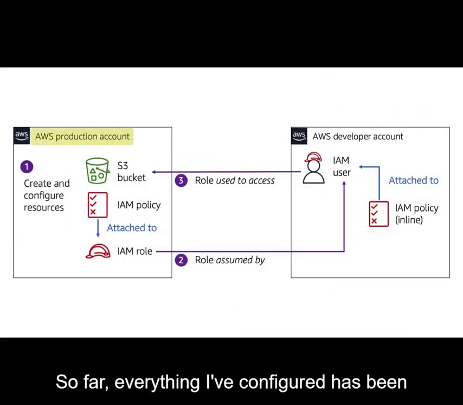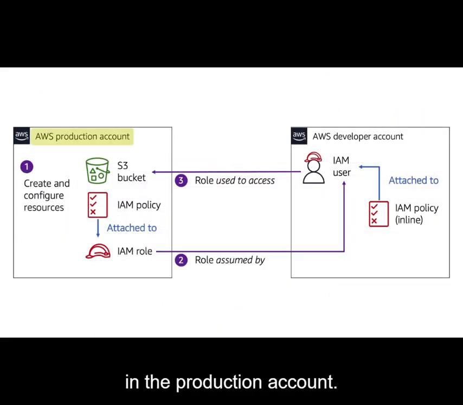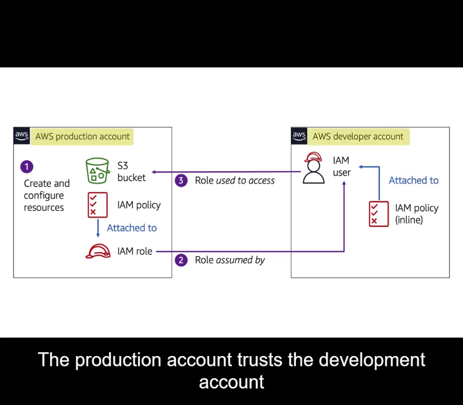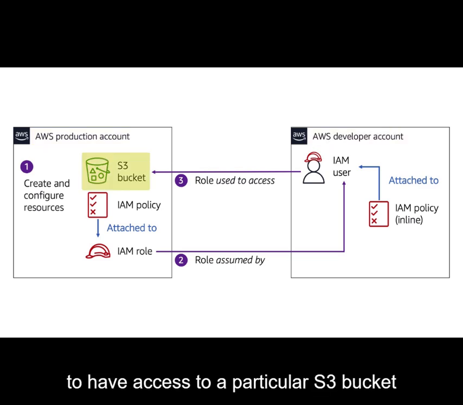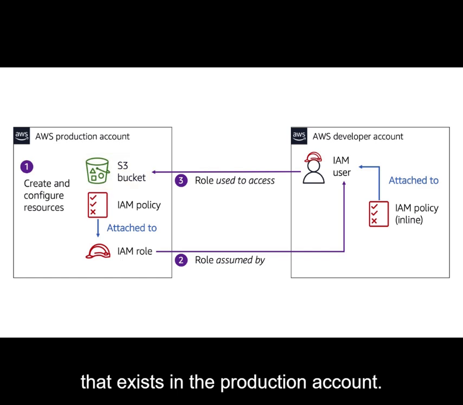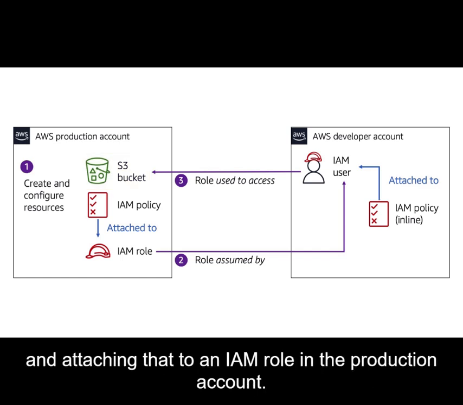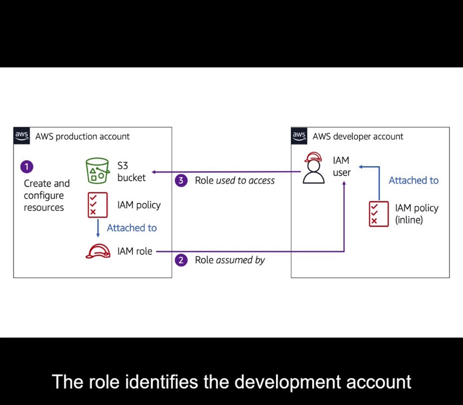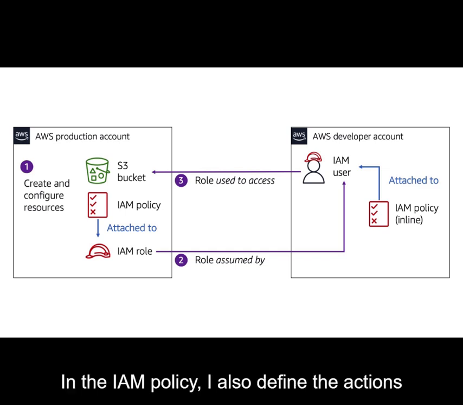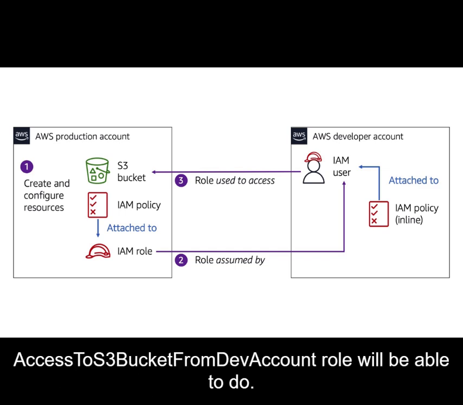So far, everything I've configured has been in the production account. The production account trusts the development account to have access to a particular S3 bucket that exists in the production account. I did this by creating an IAM policy and attaching that to an IAM role in the production account. The role identifies the development account as a trusted principal. In the IAM policy, I also define the actions that users who switch to the Access to S3 bucket from Dev Account role will be able to do.